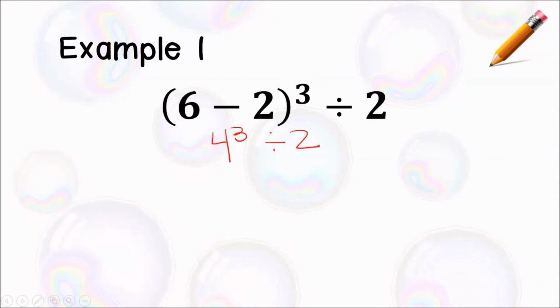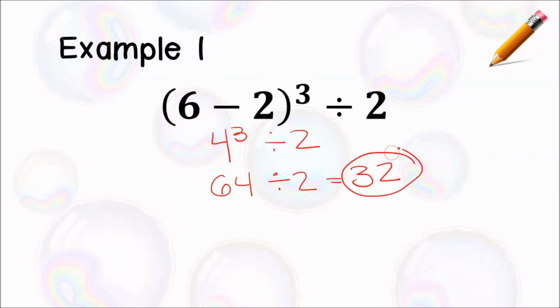Now I'm done with my parentheses, go down to the E, which is exponent. So I got 4 to the 3rd. So quickly, I'm going to do that on my calculator here. 4 to the 3rd, that's 64. So I got 64 divided by 2. And 64 divided by 2, quickly, going to do that on my calculator. That is 32. So my answer is 32. Notice how I'm showing all my work as I go through these.